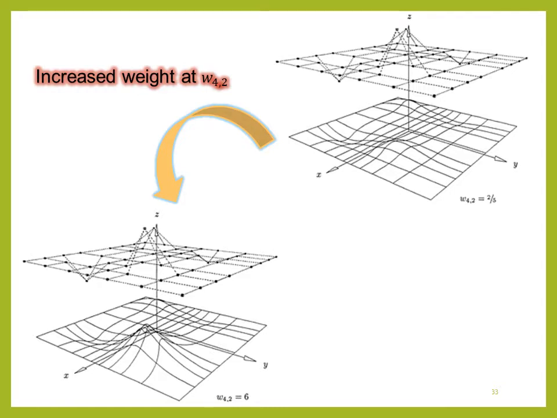Here we have one more example of the change of weight. As we see, the weight at 4 comma 2 initially is 2 by 5, so the peak is not that great. But when I increase the weight at 4 comma 2, which is now equal to 6, we can see how the peak is pulled towards the control point. This is a very good property, like we can draw an arbitrary curve and then change the weight to finally finesse it, right?